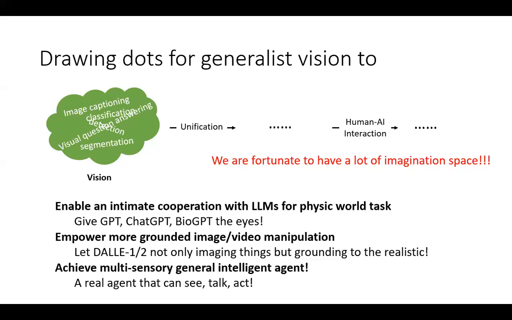Finally, I would like to mention what we can do with this kind of generalist vision understanding model. We can use it to enable an intimate cooperation with large models for physical world tasks. And finally, we want to give large models a very precise eye. It's not just a broad or coarse-grained eye. It should be a precise eye. Also, we can further combine it with image or video generation or editing tasks, as described by the next speakers. Finally, we want to achieve this kind of multi-sensory general intelligence that can see, talk, and act in both the digital world and the physical world. This is basically a very great aspiration. But right now, as computer vision researchers, we have a lot of space to explore towards this kind of generalist computer vision model for understanding. So that's it. Thanks for your attention.